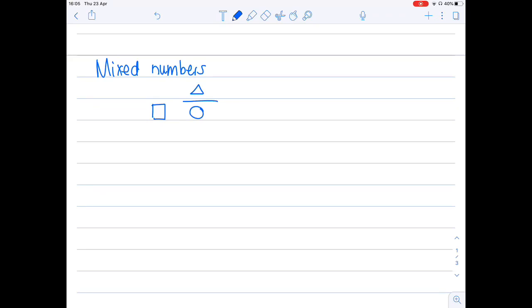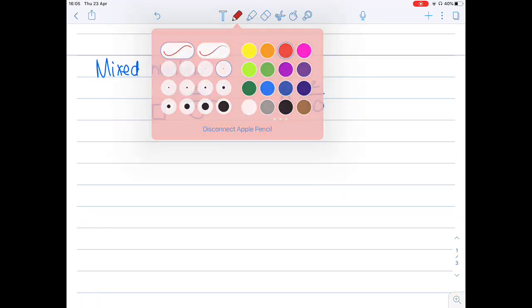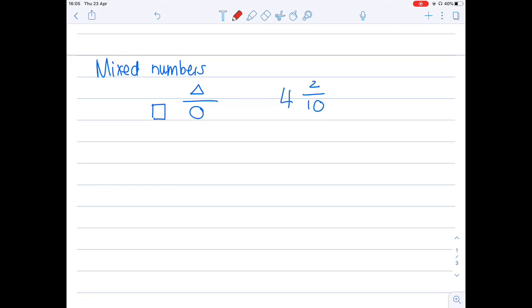So if I give you, for instance, 4 and 2 over 10, we do it as follows. We take our whole number, we times it with the bottom, get an answer, take that answer, and then we add the top. So 4 times 10 is 40, and 40 plus 2 gives me 42. But 42 is not a fraction. That is now your new numerator.